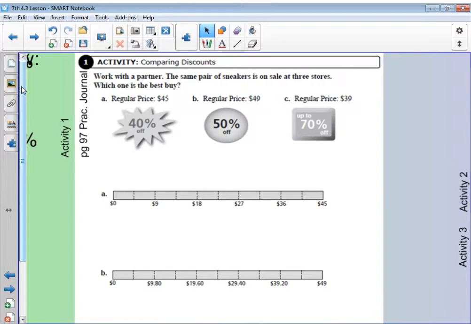Practice journal, you have something that looks like this. And of course, I will scroll down as I move down the page, but it says work with a partner. So today you actually will be working with a partner. It says the same pair of sneakers is on sale at 3 stores. Which one is the best buy?